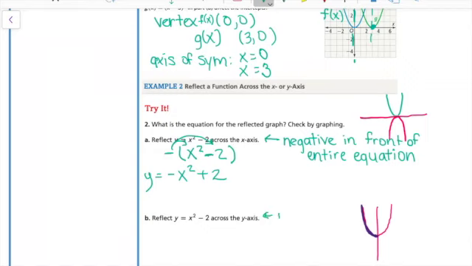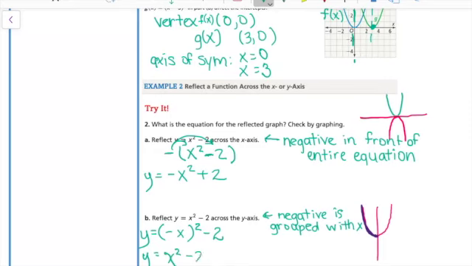For the y-axis, the negative is grouped with the x. So what does that look like in this example? Where x was, it's now got a negative joining it. And so this is what it looks like. Envision wants you to work your brain a little harder and think about negative x squared. This is negative x times negative x, which is positive x squared.